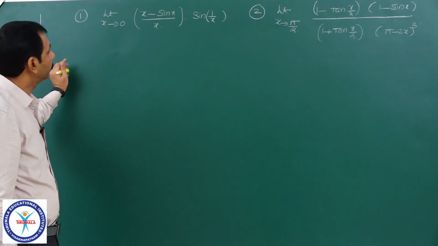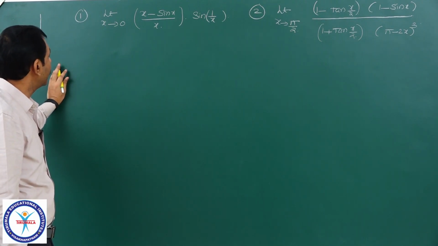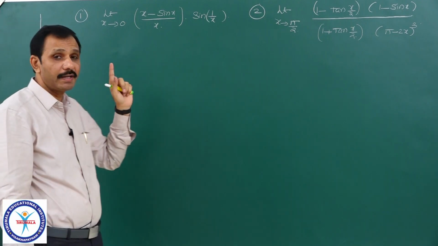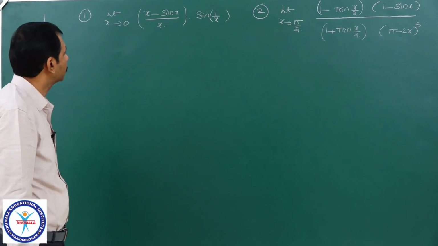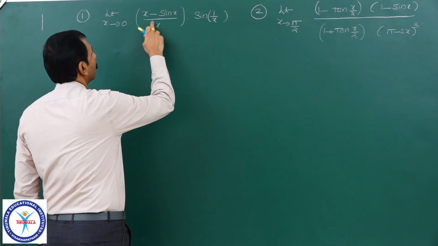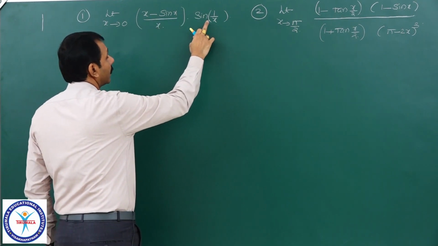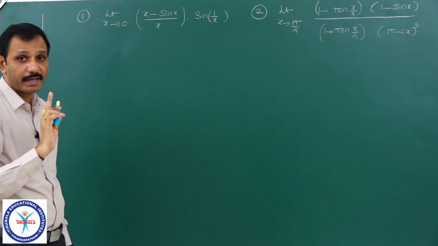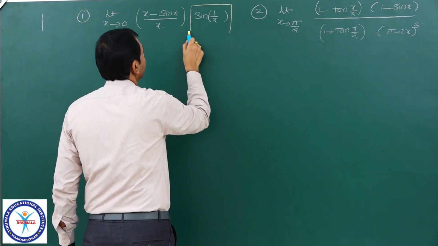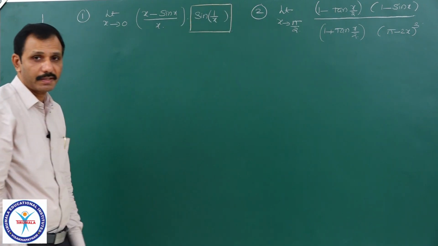Observe this problem, limit x tends to 0 of x minus sin x by x into sin 1 by x. As x equal to 0, the numerator is 0 and the denominator is 0, and here it is multiplied by sin 1 by x. It is a very dangerous function, sin 1 by x.